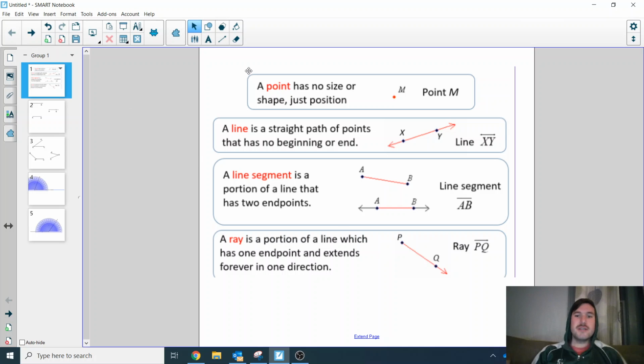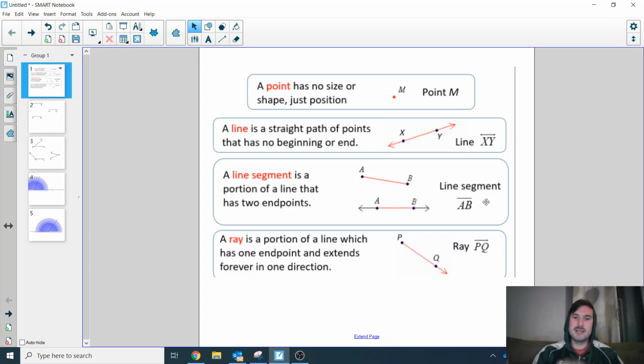So we're going to talk about how you name lines, line segments, and rays this time. And we're also going to talk about how you name angles. In order to name any line, segment, or ray, you have to know two points on it. Here we have a point X and a point Y. If we want to call this a line, we write both points in caps, X and Y, and then above it we draw a small line with an arrow on each end. That's the symbol for line.